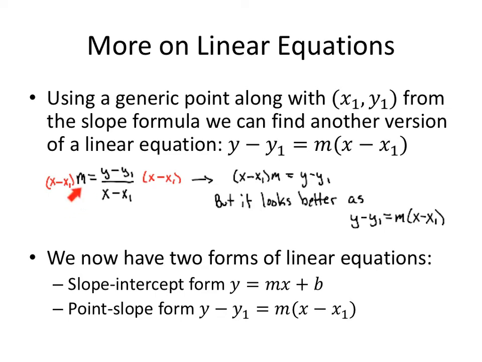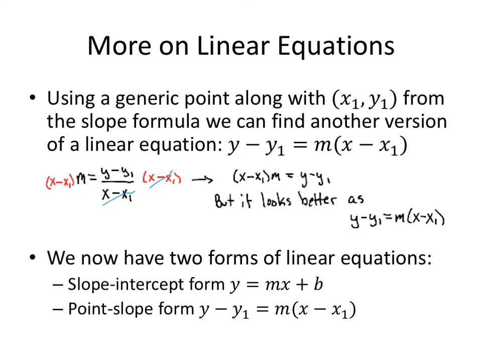So if I'm looking here, m equals y minus y1 over x minus x1, I'm going to multiply both sides by this denominator. X minus x1 will cancel out on the right side. When I multiply on the left, I end up with just m times x minus x1. On the right, I end up with y minus y1. And this is perfectly acceptable. But we know it more frequently with the two sides switched. So y minus y1 equals m times x minus x1.